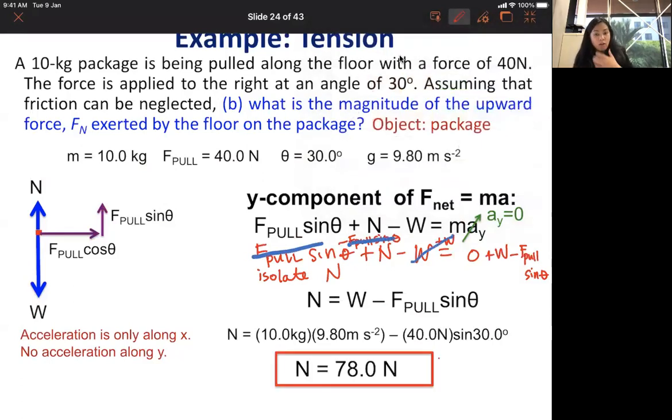Right, so we can now solve everything because we know weight is equal to mass times gravitational acceleration. So recall weight is mass times gravitational acceleration. The mass is 10 kgs, gravitational acceleration 9.8. F pull is given, and then sine 30 degrees.